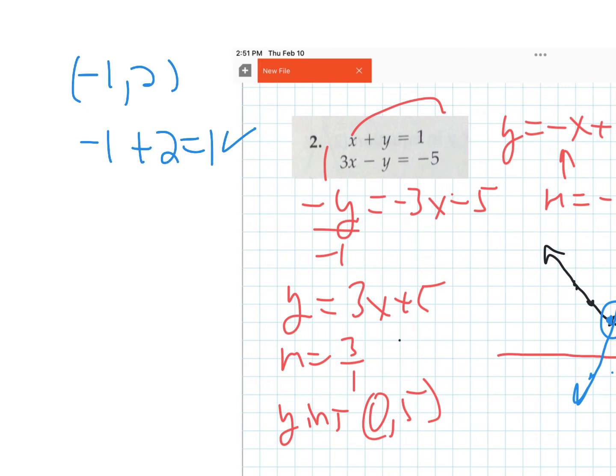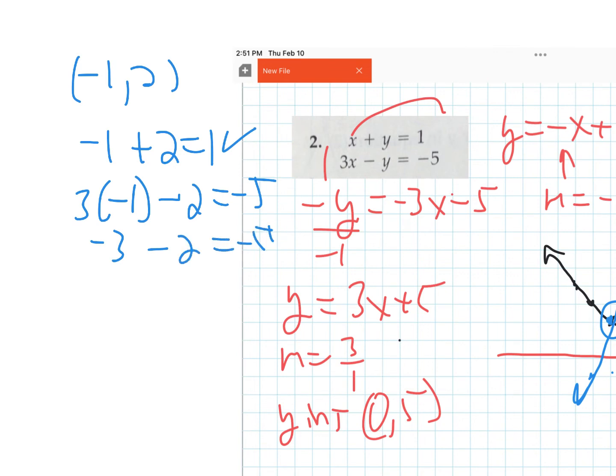Then for the other one, 3 times negative 1 minus 2, is that equal to negative 5? Well, that's negative 3 minus 2 more is equal to negative 5. So because my point that it looks like graphically it's the solution, it checks in both of them. So I know I didn't mess up. Okay, so there's that way to do it.